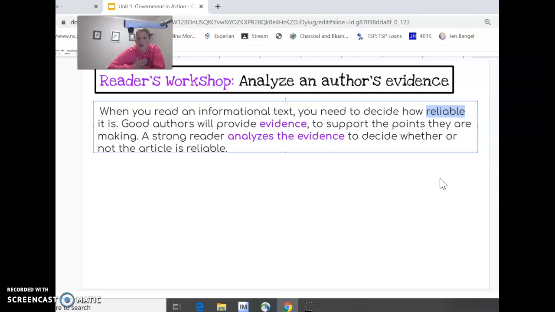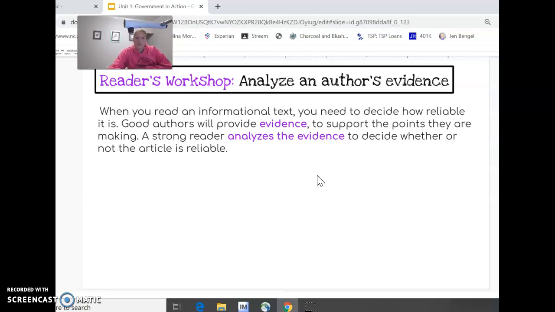So when we're reading, is the author drawing on evidence to support that what they're saying is reliable, that we can count on it, that they know what they're talking about, so that we feel comfortable using that same evidence in our writing? So when I'm reading a text, a good author will provide evidence to support the points they're making, just like as a writer, you use evidence to support the points you are making. A strong reader analyzes the evidence to decide whether or not the article is reliable. Is this something I want to use in my writing?